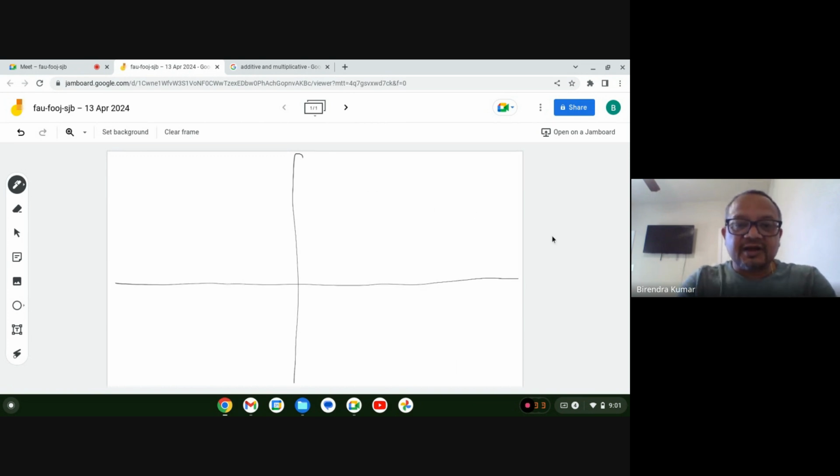So when you look at a graph, it is always comprising of two axes, x and y. This is the x-axis, this is the y-axis. Everybody will hold their horses for 2 minutes before I come back to you guys.